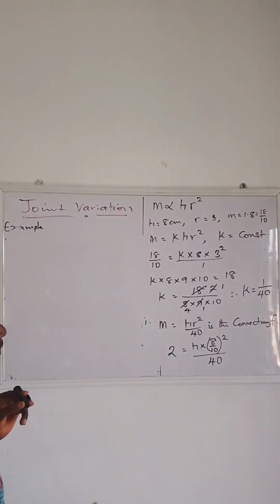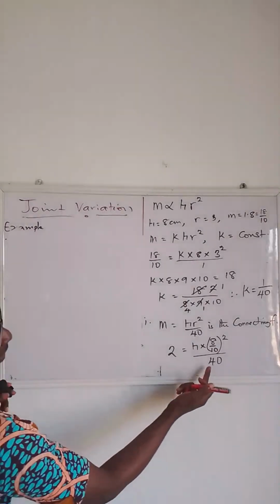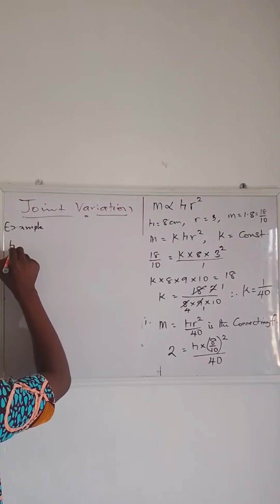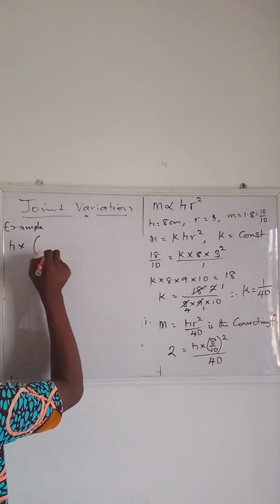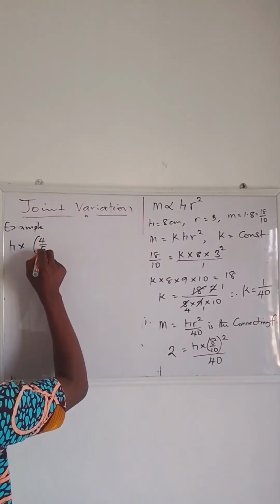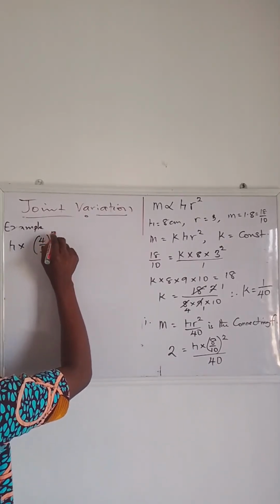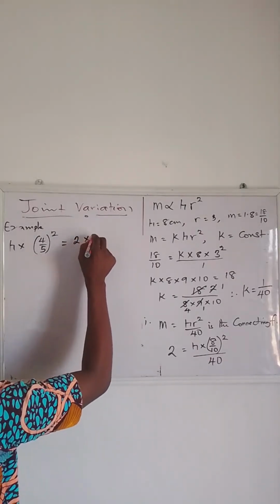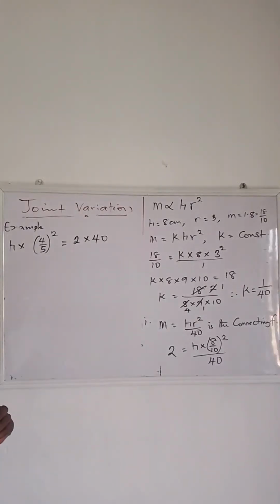So here you can cross multiply. Let's say this and this multiply each other. So we have h times 8 over 10. That's the same thing as 4 over 5. I can reduce it, square equals to what? 2 times 40.